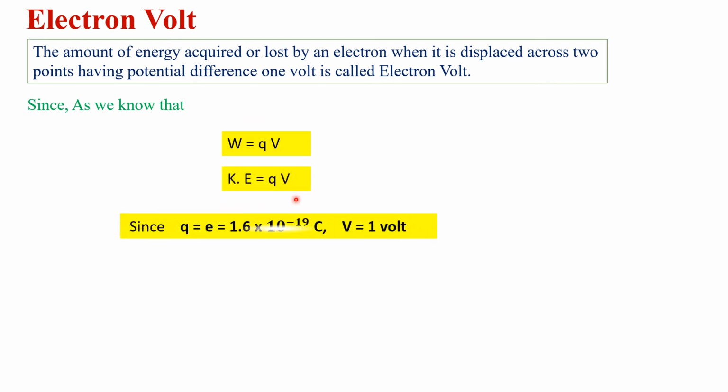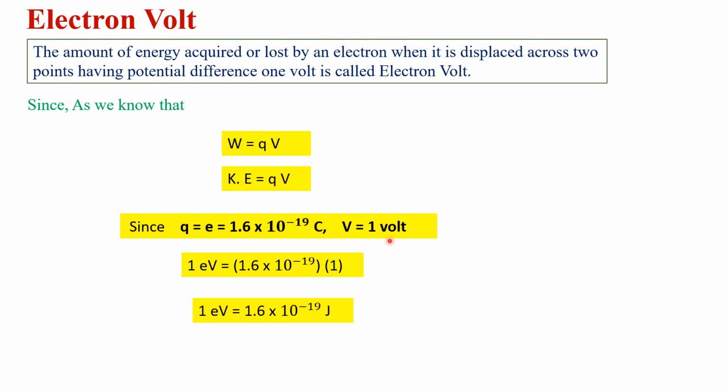As the charge is moving, it will have kinetic energy, which can be written as kinetic energy = Q into V. Here Q = e = 1.6 x 10^-19 coulombs because we have a single charge, that is an electron, and the electric potential difference is 1 volt. Putting values, we get 1 electron volt = 1.6 x 10^-19 into 1. Finally, we get 1 electron volt = 1.6 x 10^-19 joules. This is a smaller unit of energy.